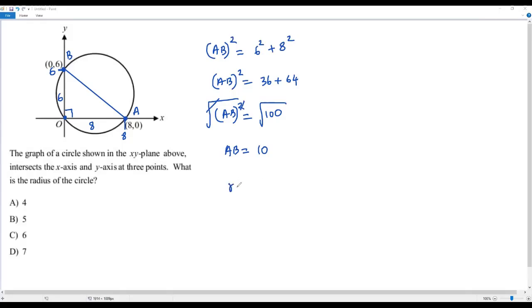To get the radius, what do we have to do? We have to divide the length of the diameter by 2. When I divide 10 by 2, I get 5. Therefore, the radius of the circle is 5 units. We find this 5 in answer choice B. The correct answer choice for this question is B.